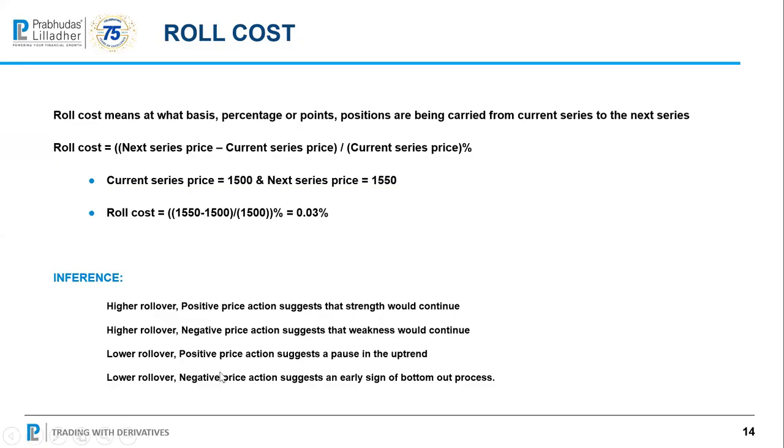Then lower rollovers and positive price action suggests there's a pause in the uptrend. Like we have seen, rollovers are low but price is positive. That means people are less interested, so maybe there won't be much volume or much participation initially. So maybe the uptrend that was continuing would halt. And lower rollover and negative price action means that that particular script is likely bottoming out, and then we have to wait and see how it is behaving. So rollover also plays an important role as an indicator when you're doing derivatives.